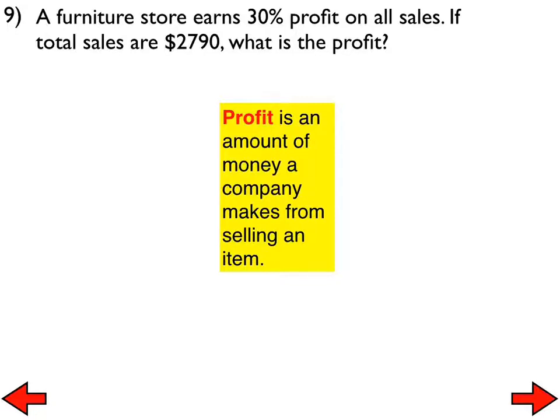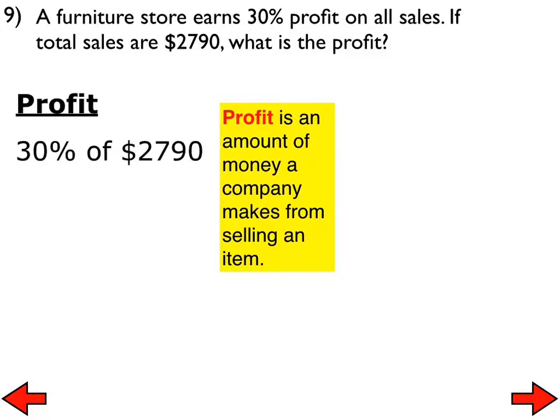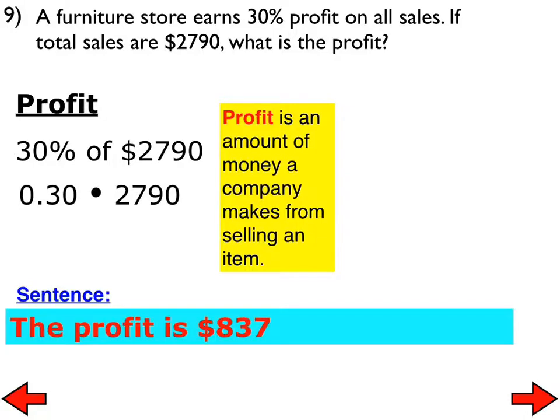So in this one, a furniture store earns 30% profit on all sales. If total sales were $2,790, what is the profit? You're finding the amount of the profit. So go ahead and do number 9 and number 10. We'll compare them and then we're finished for today. We are looking for 30% of $2,790 because we're trying to find the amount of profit. And when we multiply that out, that means the profit is $837.